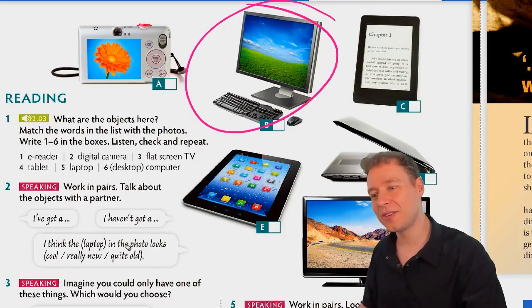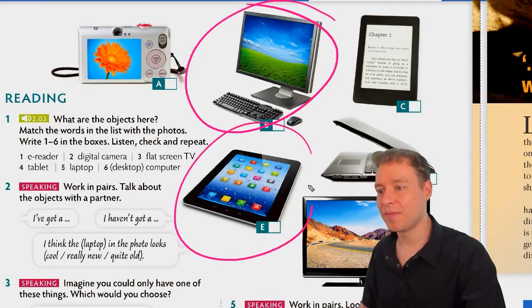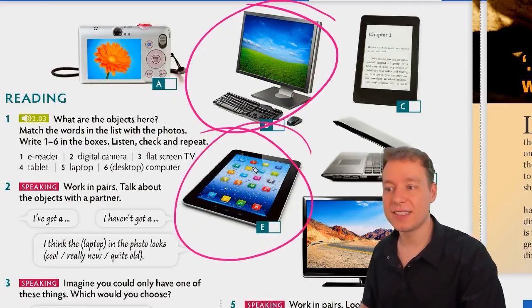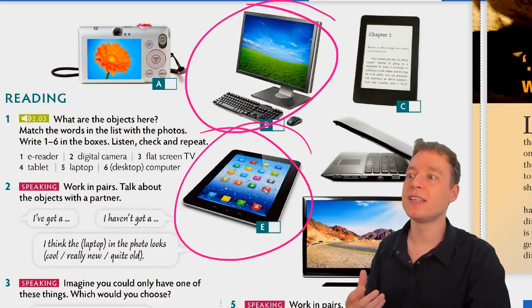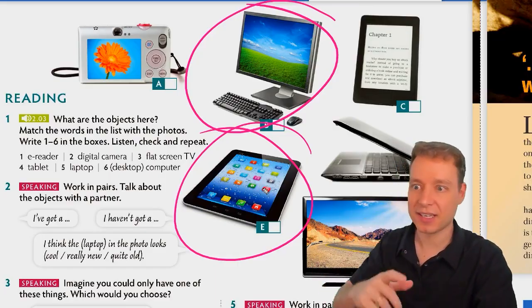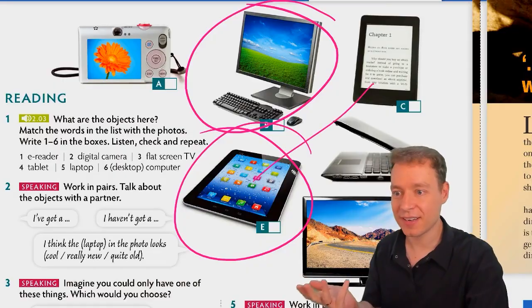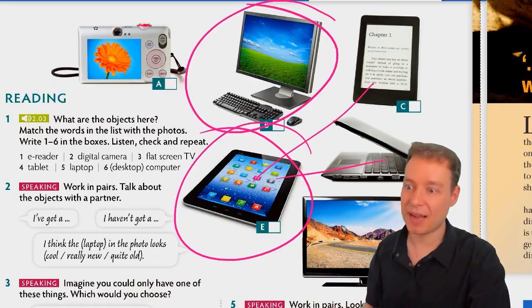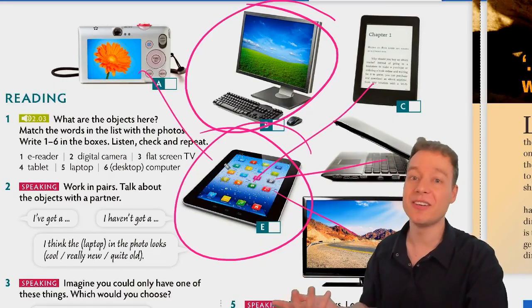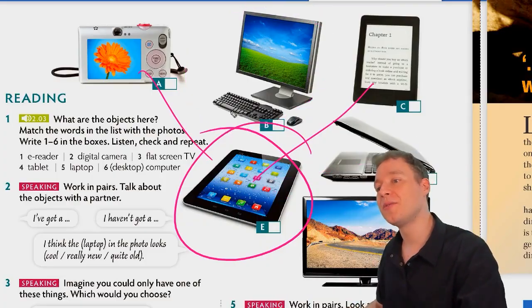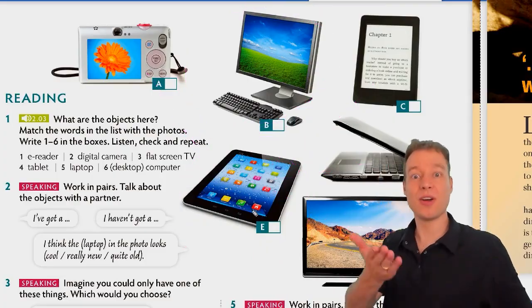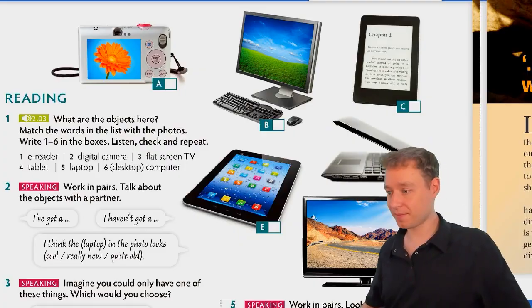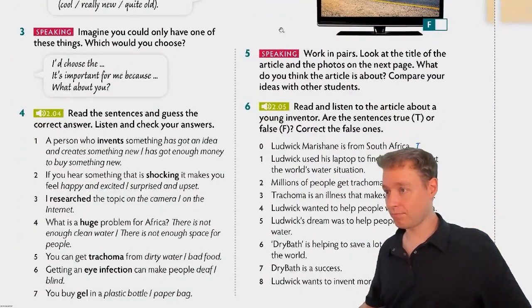If I could only have two, I would choose a desktop and a tablet. Because a tablet is a phone, a tablet is a camera, a tablet is a e-reader, a tablet is a laptop, a tablet is a TV, so a tablet can do everything. My two would be tablet and desktop. What about you?